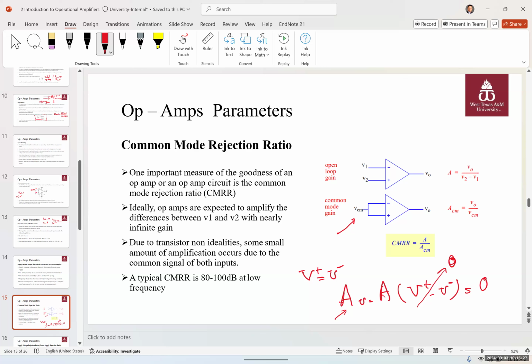And the ratio of the ideal gain to that is called the common mode rejection ratio. So one important measure of the goodness of an op amp or an op amp circuit is the common mode rejection ratio. An ideal op amp is expected to amplify the difference between V1 and V2 with nearly infinite gain. Due to transistors not being ideal, some small amount of amplification occurs due to the common signal of both inputs. And a typical common mode rejection ratio is 80 to 100 dB at low frequency.